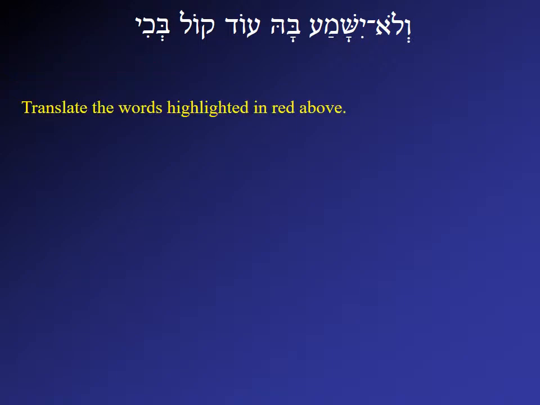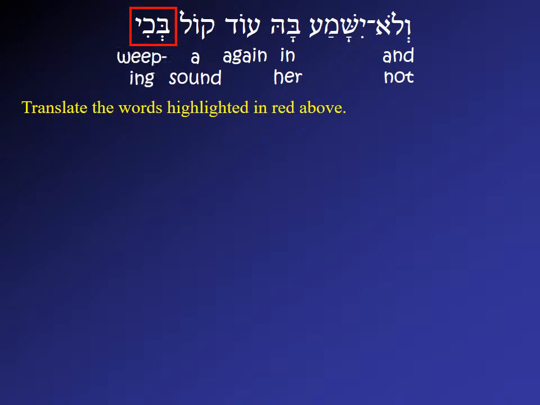Most of the words of this sentence we can do quite easily, beginning with velo, simply the negative, and not. Ba is the bet preposition plus the third feminine singular object suffix, meaning in her or in it. Od, of course, means again or yet. Kol means voice or sound. And bechi, from the root bacha, meaning weeping.